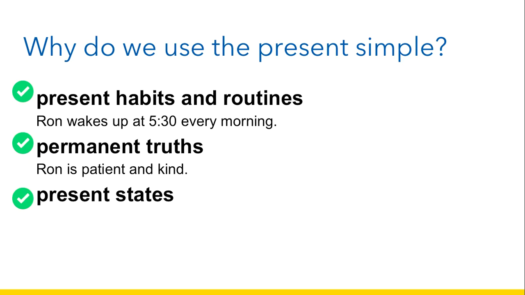Ron is patient and kind. That's a permanent truth. That's part of his personality. Permanent means forever, lasting forever. And Ron's students like and respect him. The verbs like and respect are verbs of state.